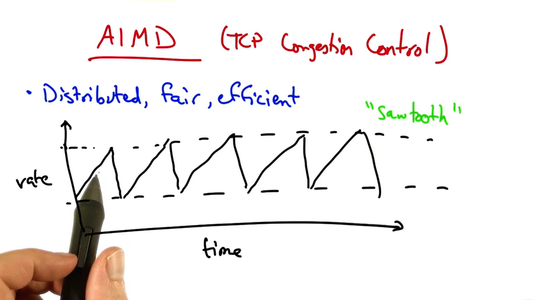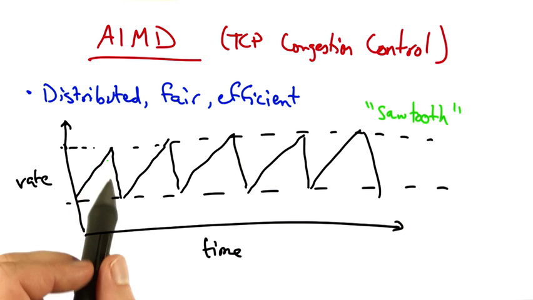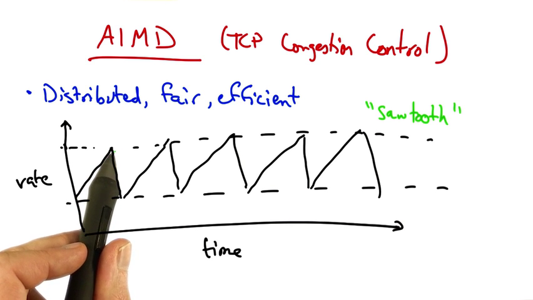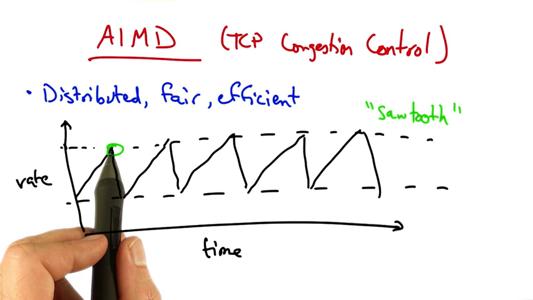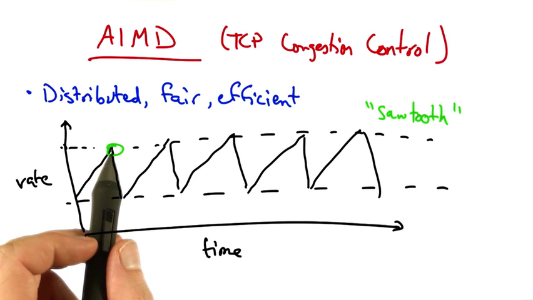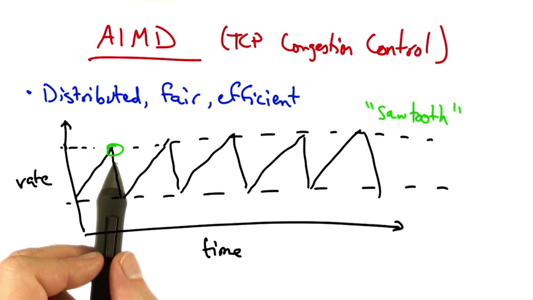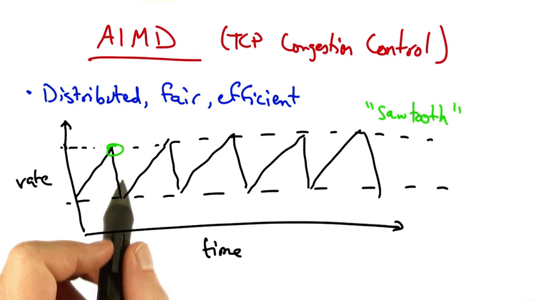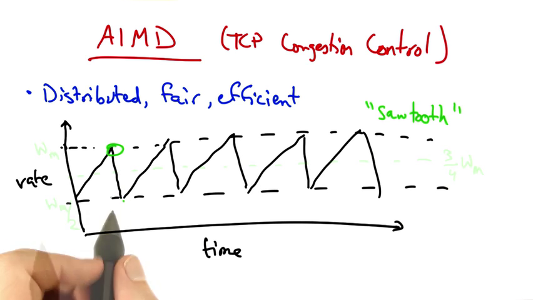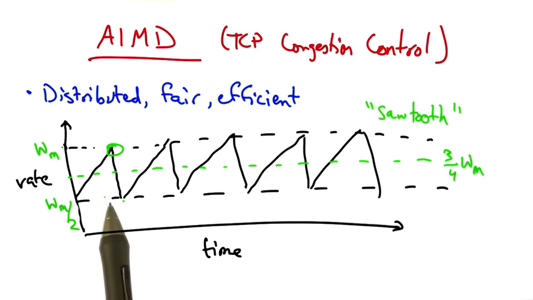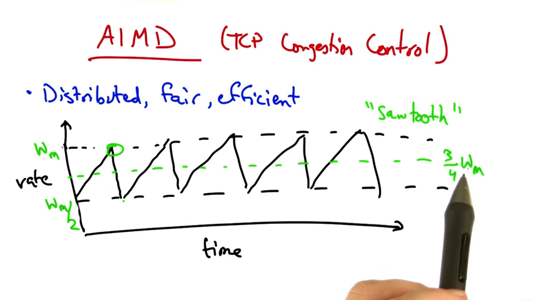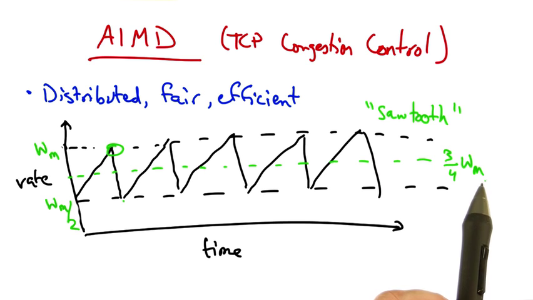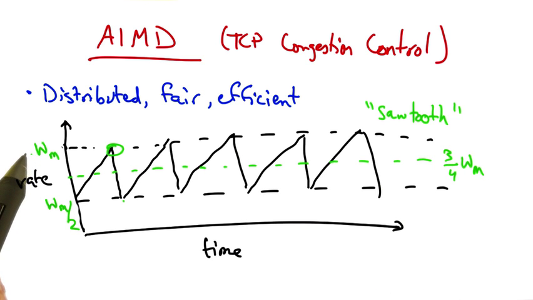TCP periodically probes for available bandwidth by increasing its rate using additive increase. When the sender reaches a saturation point by filling up a buffer in a router somewhere along the path, it will see a packet loss, at which point it will decrease its sending rate by half. You can thus see that a TCP sender sends at a sending rate shown by the dotted green line. That is halfway between the maximum window size at which the sender sends and half that rate, which it backs off to when it sees a loss.